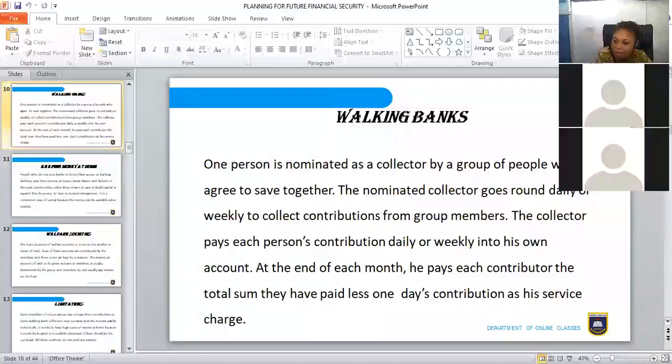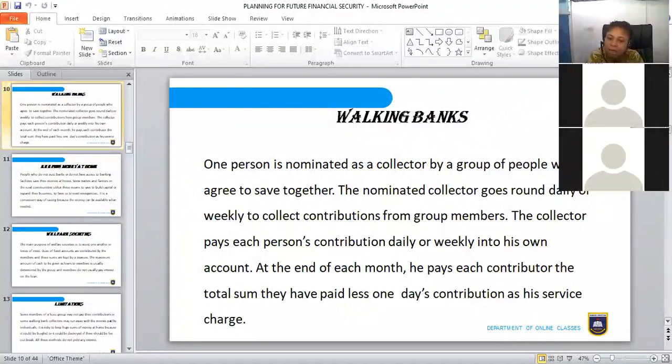So at the close of the day, he or she submits that money or pays that money into his account. You do this for a whole month. Then at the end of the month, it's just the amount you have contributed minus one day's money. So for instance, if you contributed 5 cedis for 31 days, you will be paid 5 times 30 days. That one day will be used as service charge for the person who went around and collected the money.